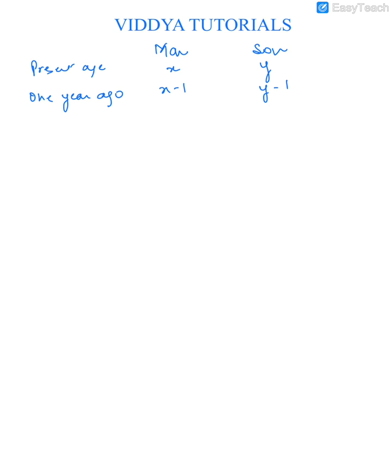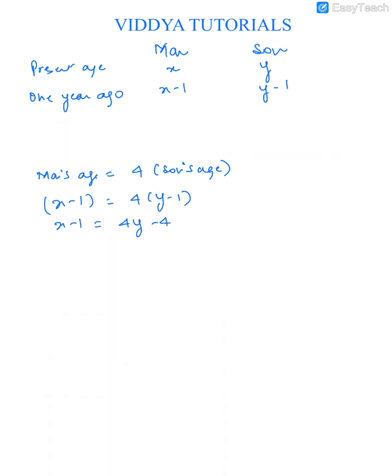So the equation will become: 1 year ago, man's age was 4 times son's age. So let's substitute. 1 year ago, man's age was x minus 1. So I will write x minus 1 is equal to 4 times y minus 1. On solving, you will get x minus 1 is equal to 4y minus 4 and you get x minus 4y is equal to minus 3. This is your equation 1.